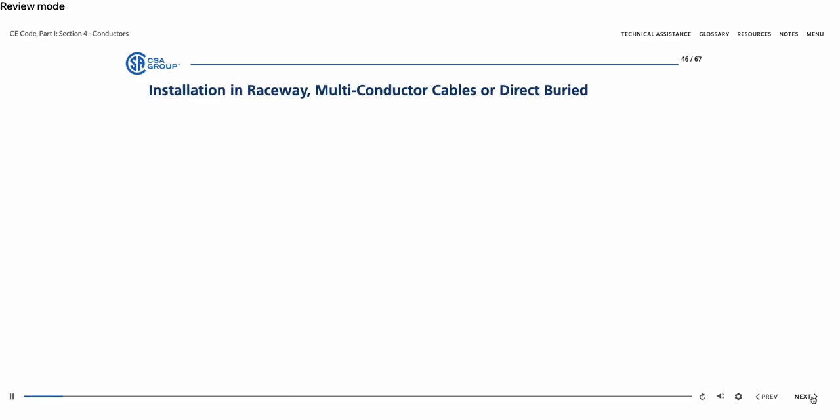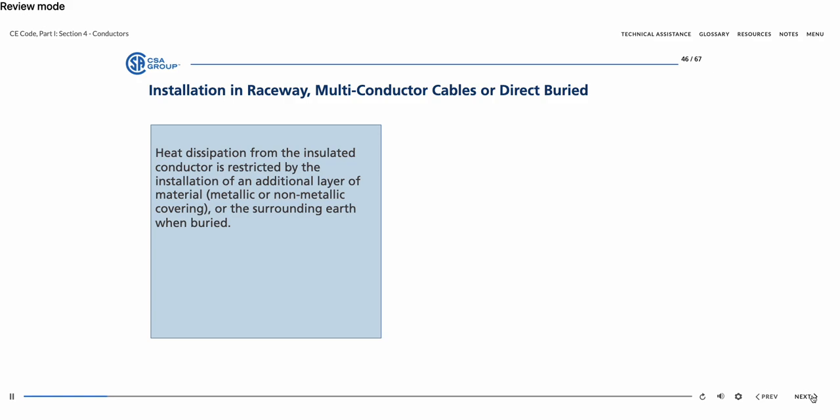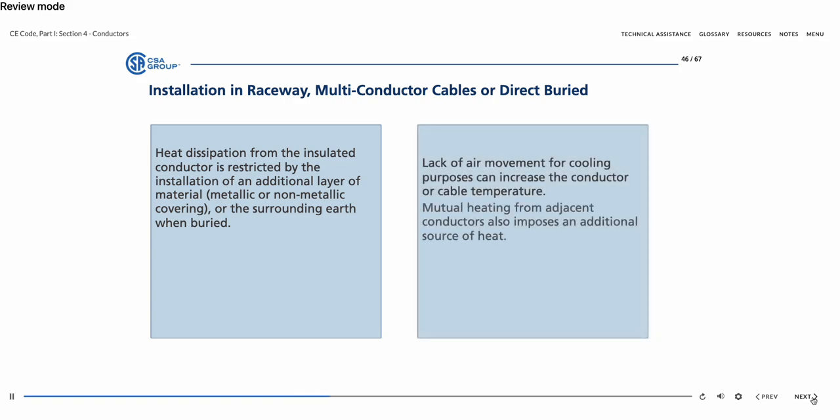In these installation methods, the heat dissipation from the insulated conductor is restricted by the installation of an additional layer of material, metallic or non-metallic covering, sheath or jacket, or the surrounding earth when buried. The lack of air movement for cooling purposes, and the addition of other heat-producing conductors without the free movement of air around each for cooling purposes, can increase the conductor's or cable's temperature. To prevent damage to the insulation on the conductors and premature failing of equipment due to breakdown caused by the buildup of heat, the code reduces the ampacity rating of these conductors.